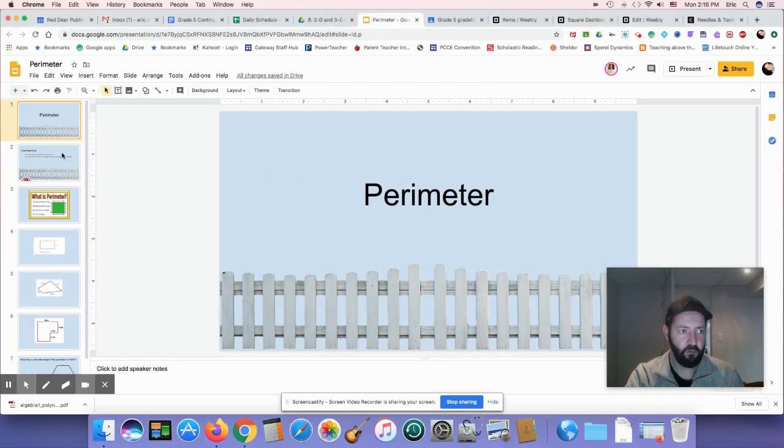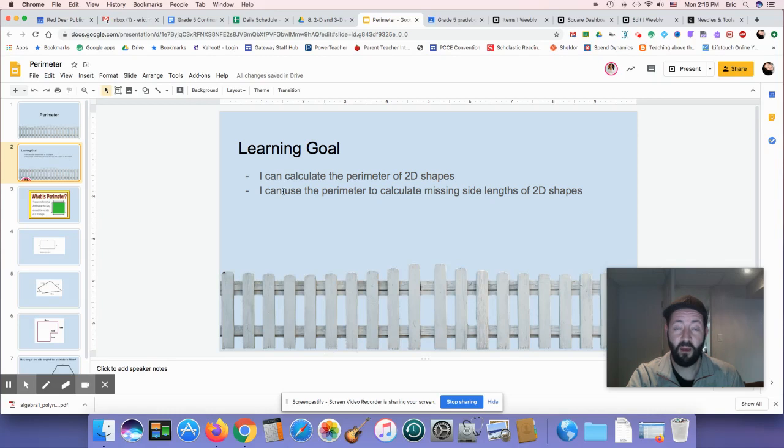And so, your learning goal is, well, you've actually got two today, but don't be fooled. Just because you have twice as many learning goals as usual, that doesn't mean that today's lesson will be twice as long, okay? The first goal is I can calculate the perimeter of 2D shapes. And the second goal is I can use the perimeter to calculate missing side lengths of 2D shapes.